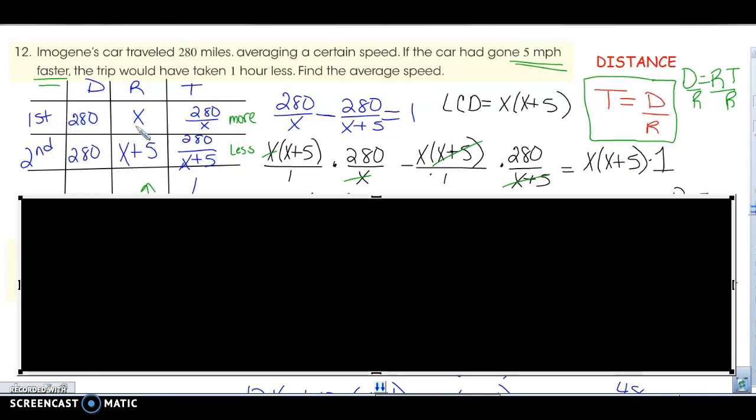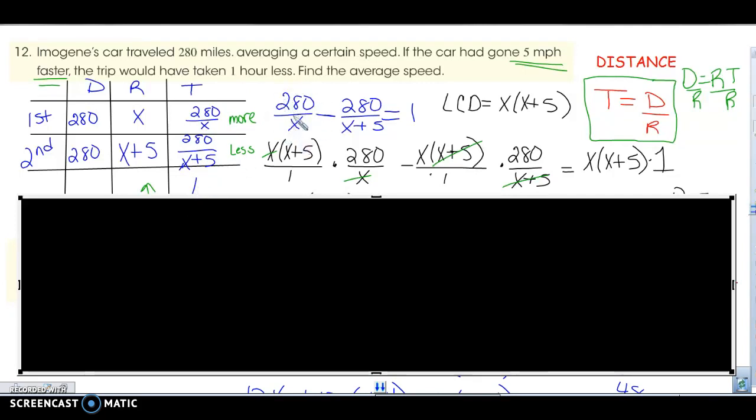So distance divided by rate equals the time the first trip would have taken, which we realized would be more because they were driving slower. Then the second possible scenario of the trip, we take distance divided by rate, and we know that this is going to be a little less time because they were driving faster.